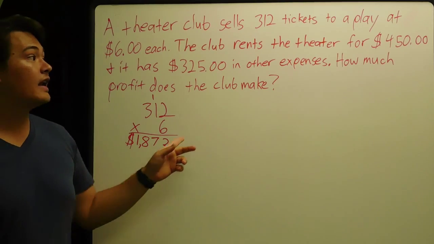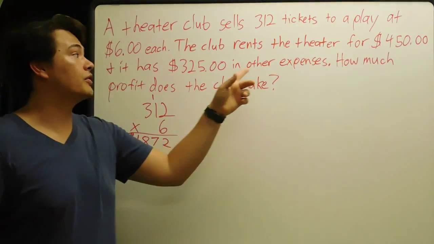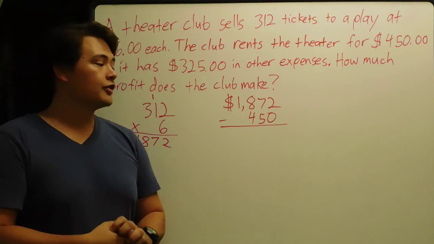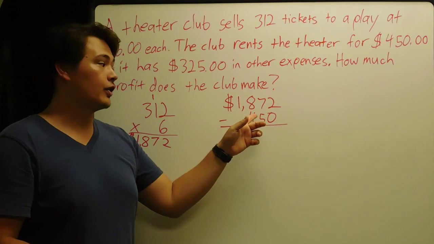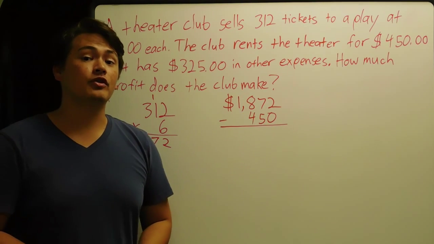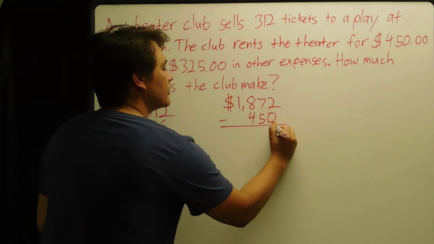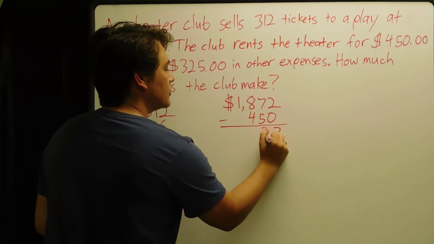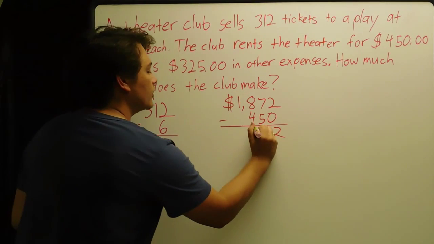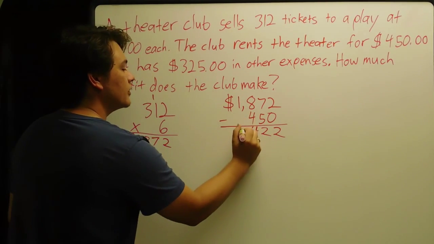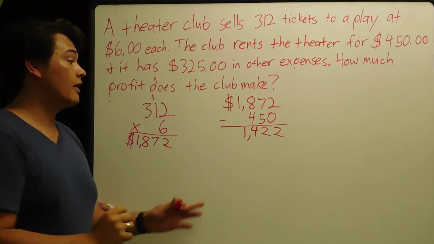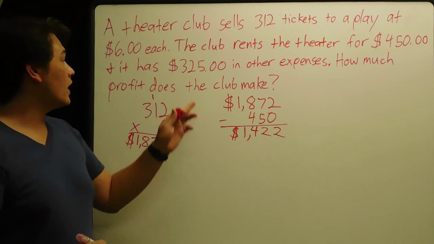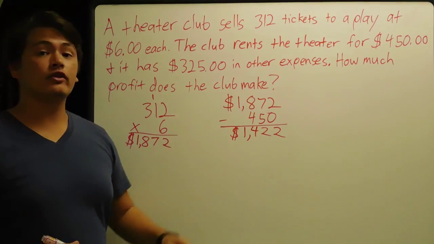Now that we know how much money they made, we're going to subtract $450 and $325 from this money, because they have to pay $450 and $325 to rent the space. So let's subtract the $450 first from the $1,872 that they made. 2 minus 0 is 2, 7 minus 5 is 2, 8 minus 4 is 4, and 1 is not being subtracted, and so they're left with $1,422.